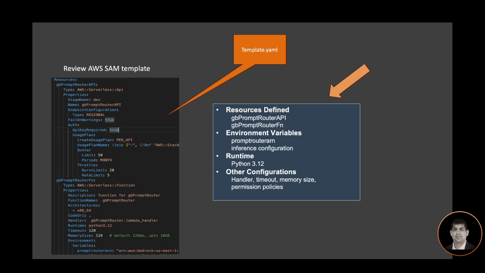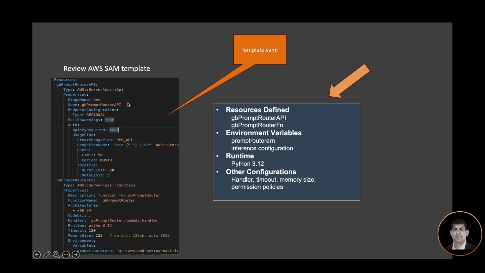So this is AWS SAM, which requires a template.yaml. That's what this YAML is showing, the resources that need to be created. Key resources here are the API, the prompt router API, and then I have a prompt router function. Here in the API, I'm specifying the endpoint configuration type, which is regional, and then I have a few other parameters. I have the stage name and so on.